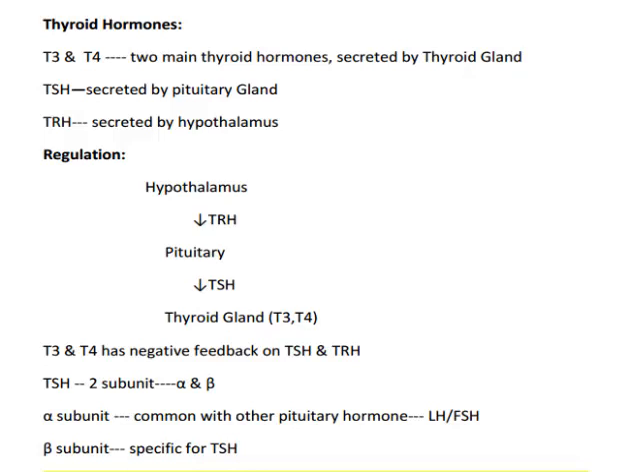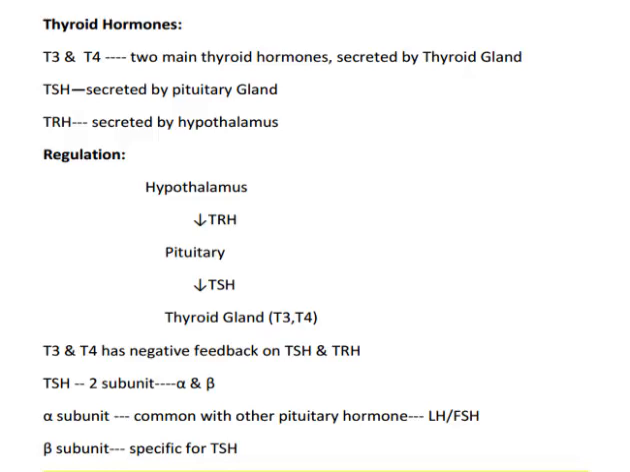Now TSH has two subunits. One is alpha and another one is beta. The alpha subunit is common to other anterior pituitary hormones such as LH, FSH, gonadotropin hormone, and the beta subunit is specific for TSH.